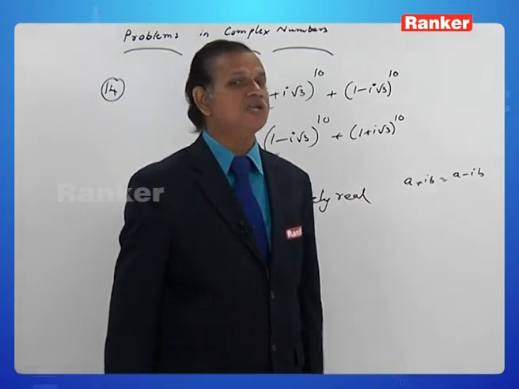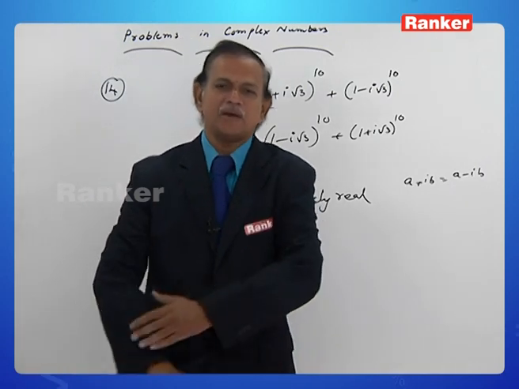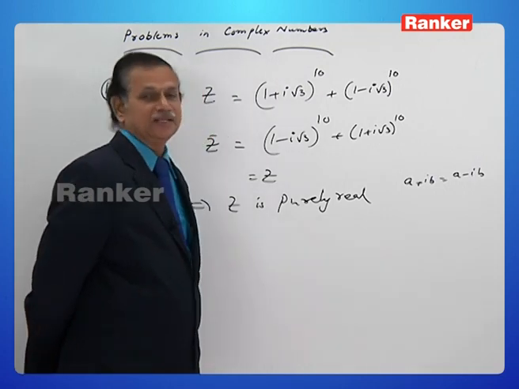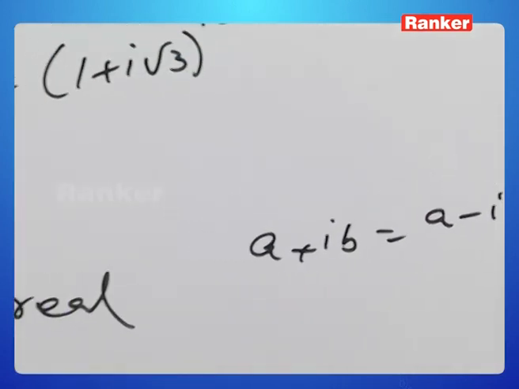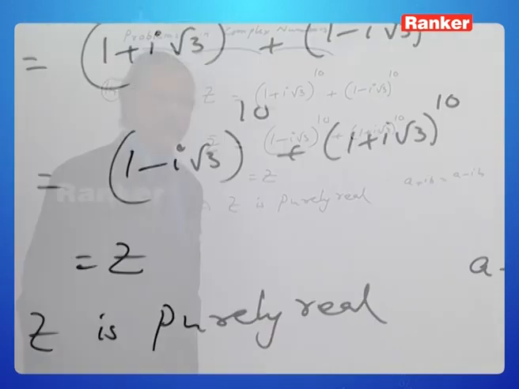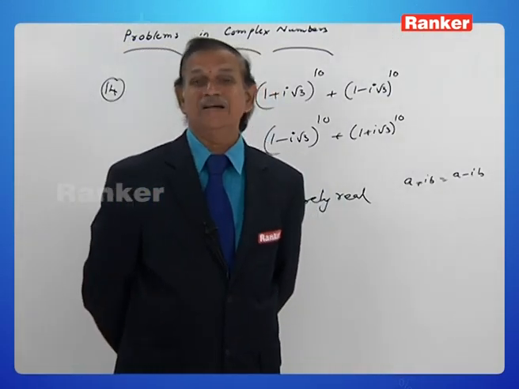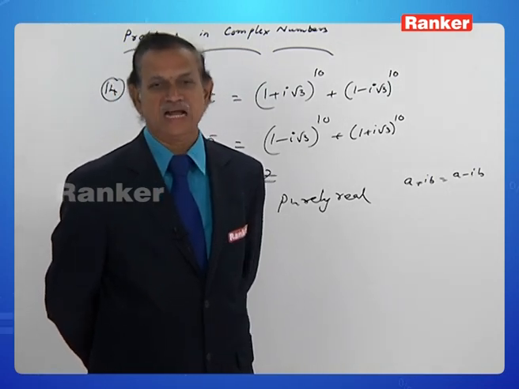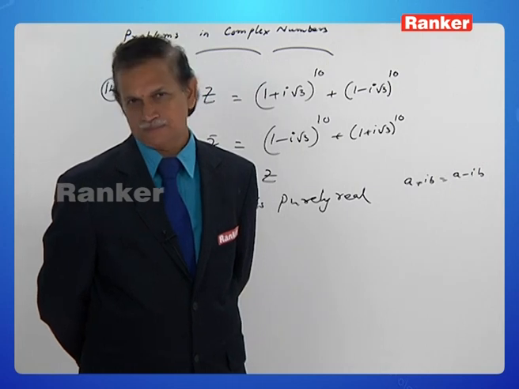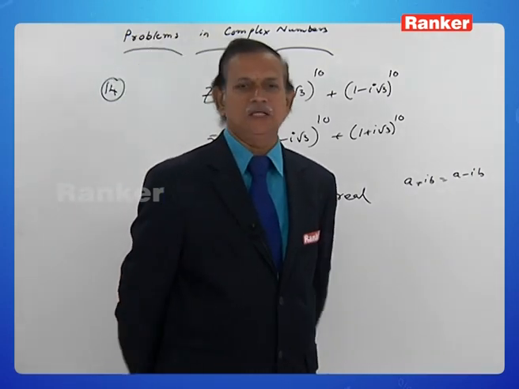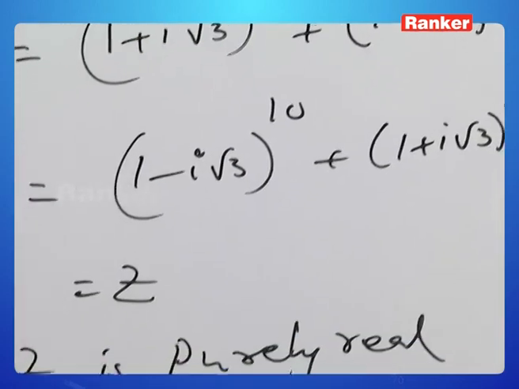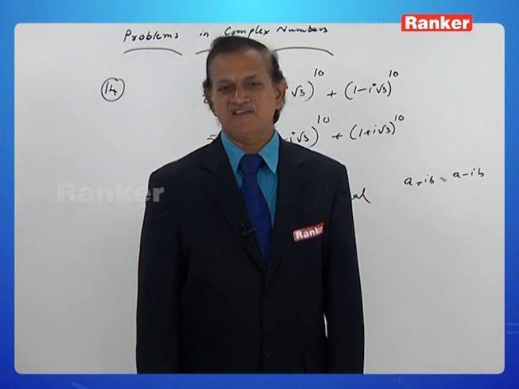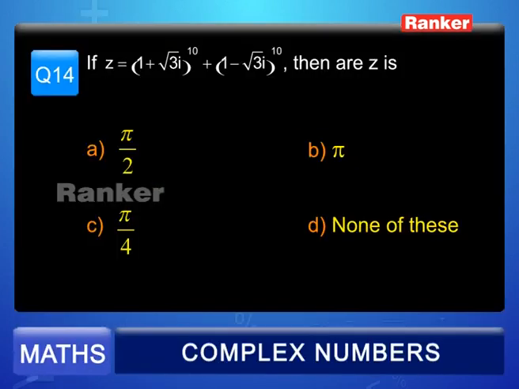So what happens to the argument of Z? Either 0 or pi. It is a simple thing. The main thing here is to observe that Z is equal to Z bar. As Z is equal to Z bar, you must recognize that Z is purely real. As it is real, it is expressed on the x-axis, the real axis, so its argument is either 0 or pi. Among the options, pi is given. Therefore, what is the right option? Option B is the correct option.